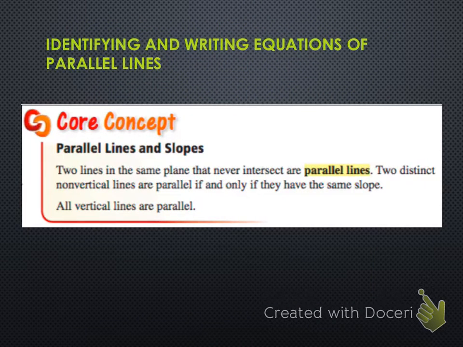So remember, two lines in the same plane that never intersect are parallel lines. Two distinct non-vertical lines are parallel if and only if they have the same slope. See, there's that key there. They have the same slope. And not to mention, all vertical, remember up and down lines, are parallel.